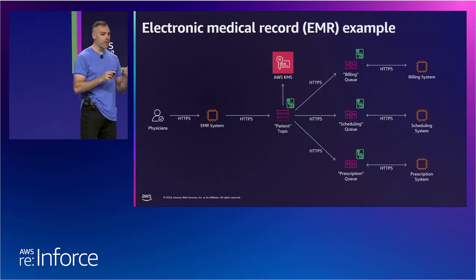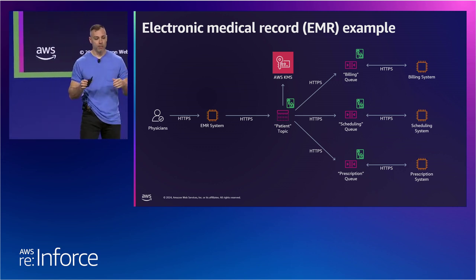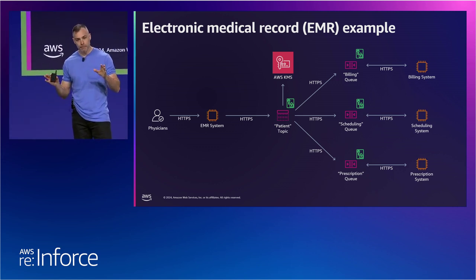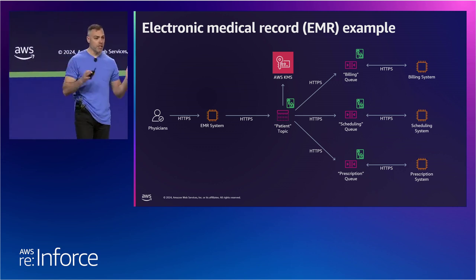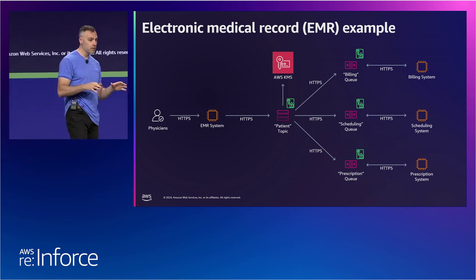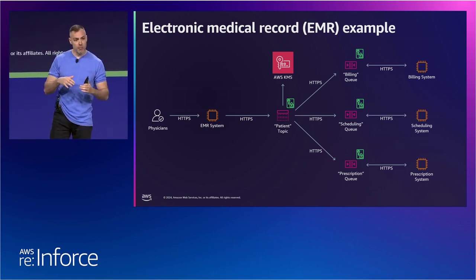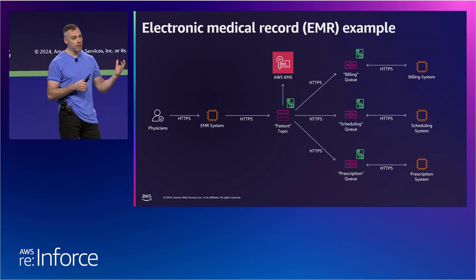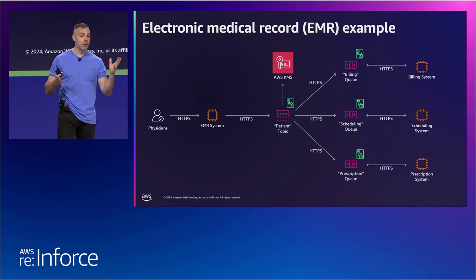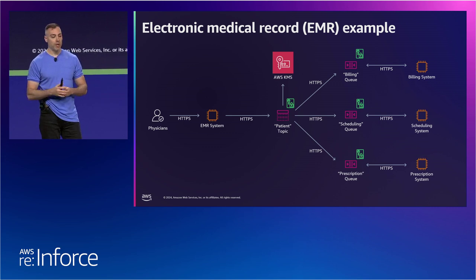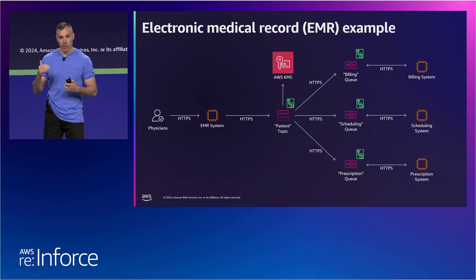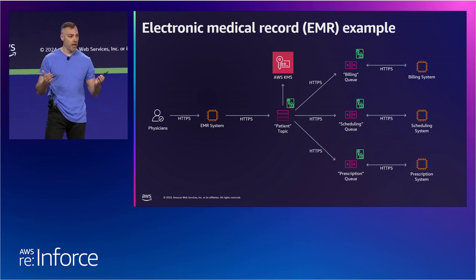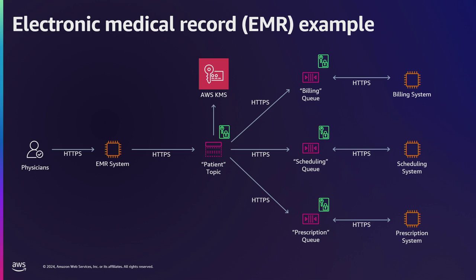So here I have a very simplified EMR system, which stands for electronic medical record. We have, for example, a physician who enters patient information. We have our EMR system receiving that. It sends this information to a topic, and the topic will fan out to different queues because we have different systems that may react depending on what the physician is trying to achieve. So here I have a billing system, a scheduling system, and a prescription system.